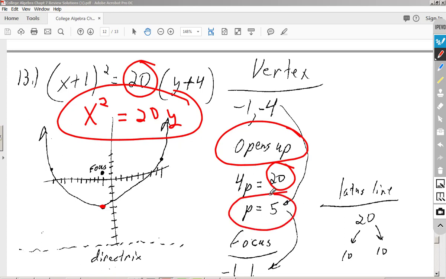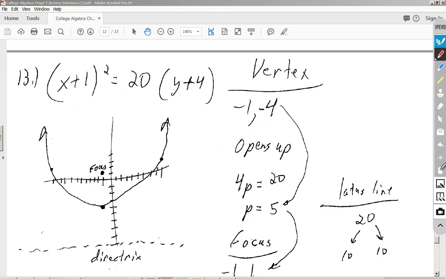So for my vertex, which is at (-1, -4), I'm going to move up 5 to my focus, and then down 5 to my directrix. And once I've done that, I can go ahead and write down their location. So notice there's two ways to do it. You can take -4 plus 5, and that's going to give you that +1 right here. So this comes to be (-1, 1). That's going to be the location of your focus.